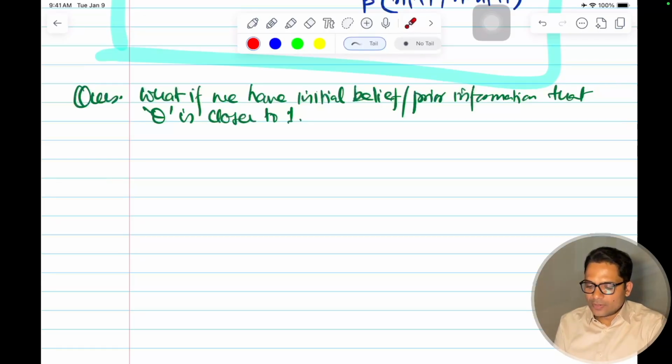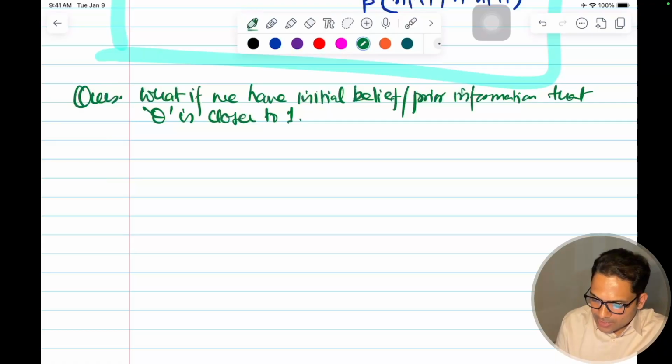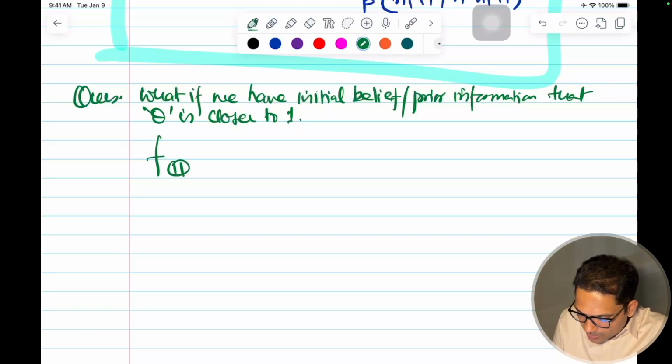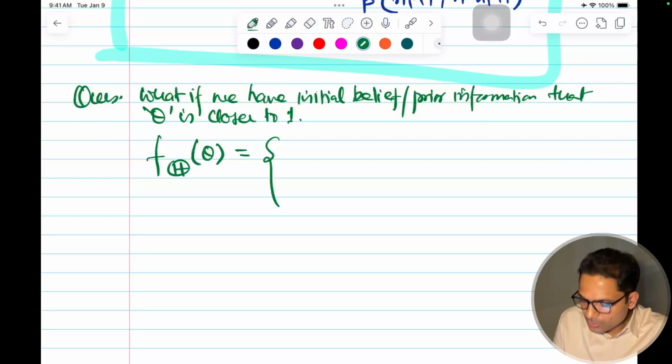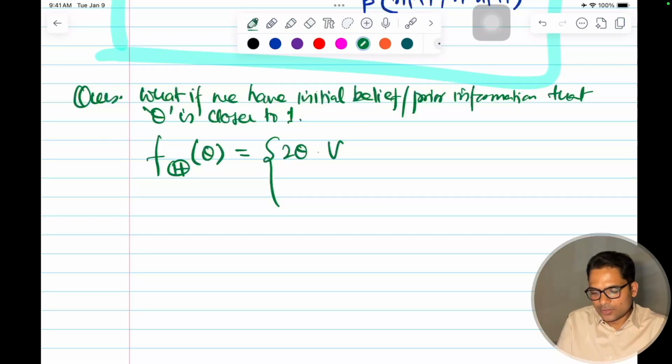We already have a prior belief. Earlier we assumed that theta is uniform: I have no prior, everything is equally likely. But now we have some extra information that can be leveraged, that theta is closer to 1. The probability of success is closer to 1. This is the same Bernoulli trial. Now f of theta is given as twice theta for 0 less than theta less than or equal to 1, and 0 otherwise.